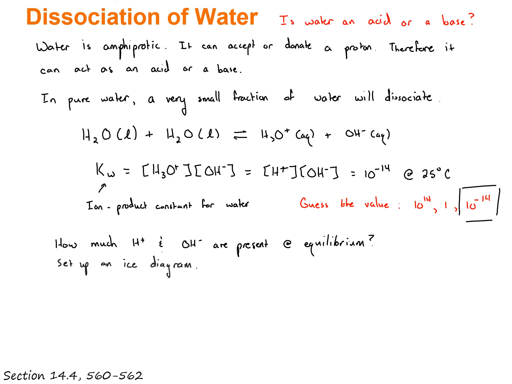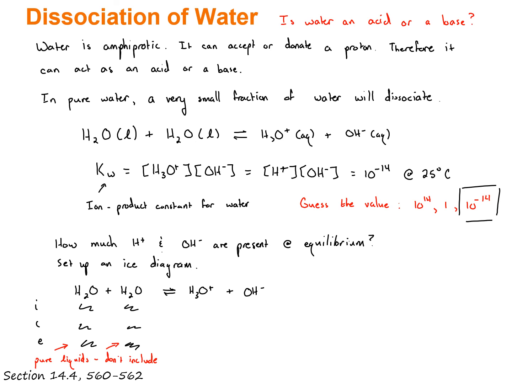So if we go ahead and do this, we need to just set up an ICE diagram. So I put that same reaction down here and write my ICE diagram. Notice I slash out everything under water. Why is that? Because it's a pure liquid. We don't include it in our equilibrium equation.